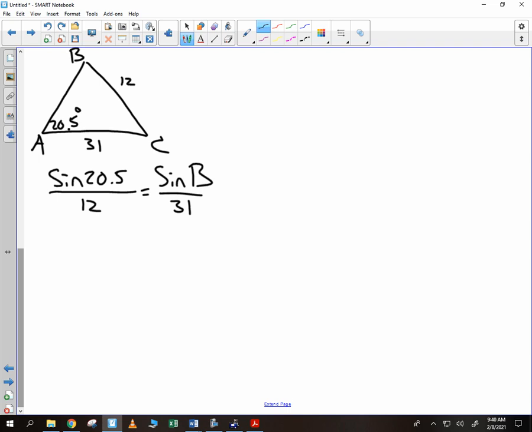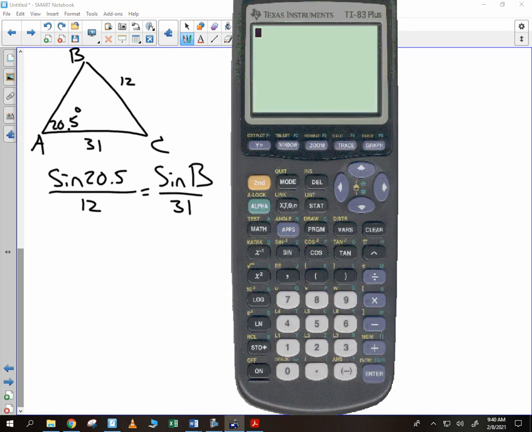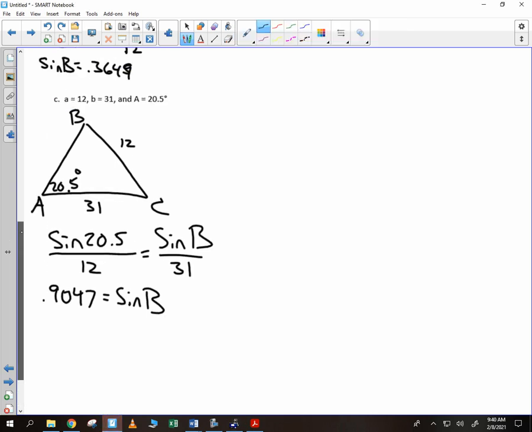Multiply both sides by 31. Sine of 20.5 divided by a dozen times 31 is equal to 0.9047, which is equal to the sine of B. Is it possible for sine to have that value? Now is when you set up the two triangles. Remember, there was either no solution or there were two. So that means that there has to be two. It's not just one option, folks. So we set up the two solutions.